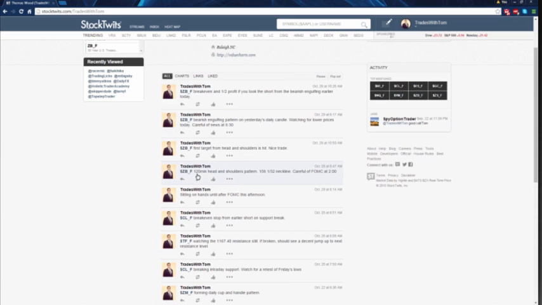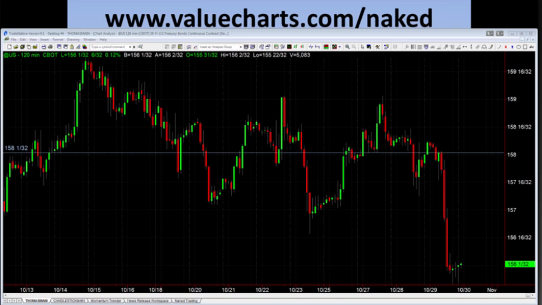Okay, fine. Look at yesterday. Bonds, 120-minute head and shoulders pattern, 158 and 132nd neckline. Watch and be careful of FOMC at 2 o'clock. Here's your 158 and 132nd neckline. That was yesterday at 8:47 a.m.